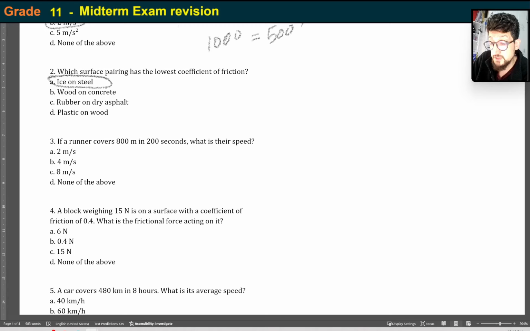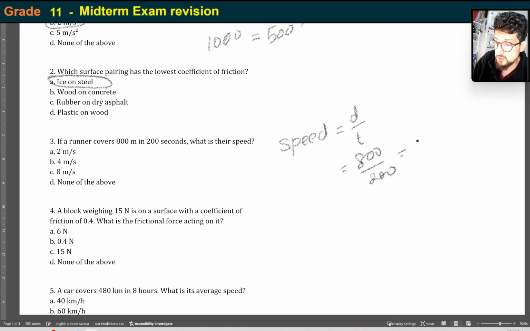If a runner covers 800 meters in 200 seconds, what is their speed? You don't have to write out workings in multiple choice questions, obviously. However, I think it does help, even for you when you're doing revision or whatever. So speed equals distance over time, which equals 800 divided by 200. You don't have to do this. I'm just doing this so you understand where the answer comes from. 4 meters per second.